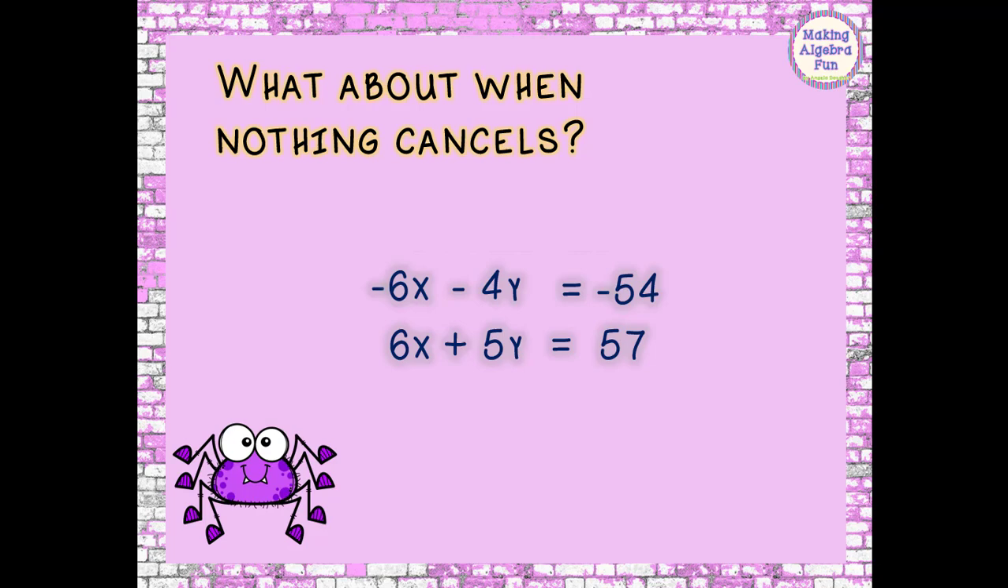So now when you look at them, these do cancel. So let's combine these equations. Cancel those x's, negative 4y and positive 5y is 1y. Drop down your equal sign and combine on the right.